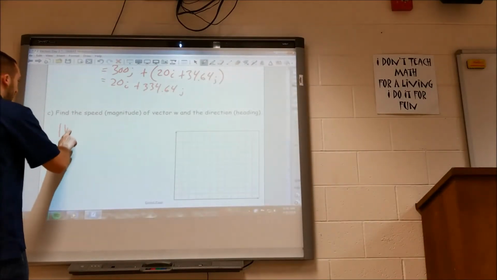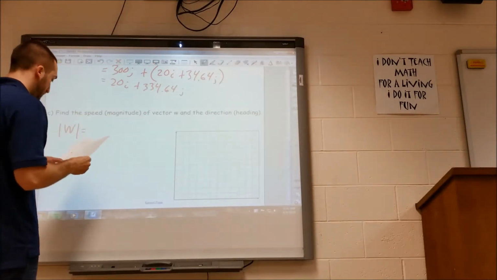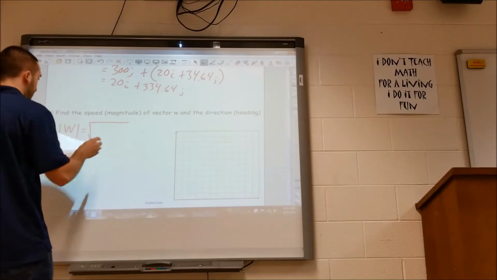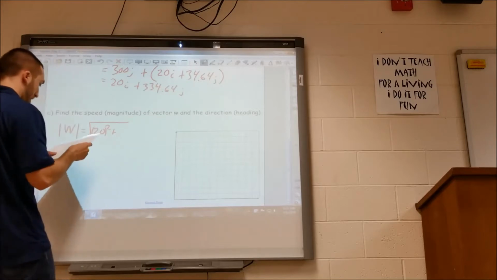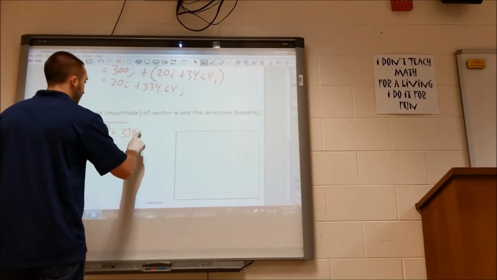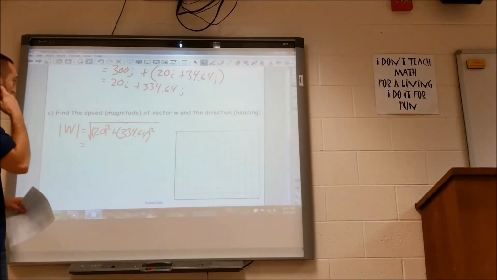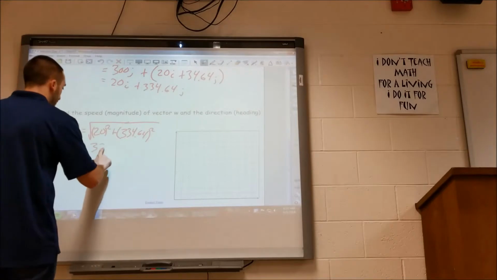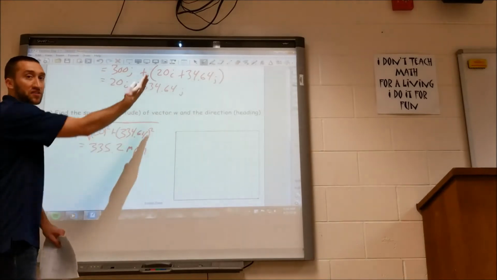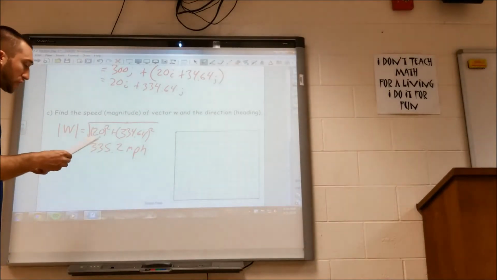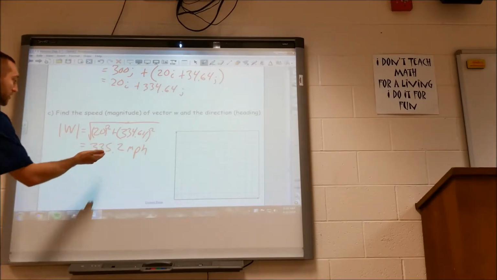So the magnitude of W, right, because W was our overall wind effect, is equal to the square root of 20 squared, just your x component, plus 334.64 squared. So how fast is that airplane going? It's going 335.2 miles per hour, right? Because that crosswind is actually helping it go faster than the 300 miles per hour it was going directly north. But which direction is it going?